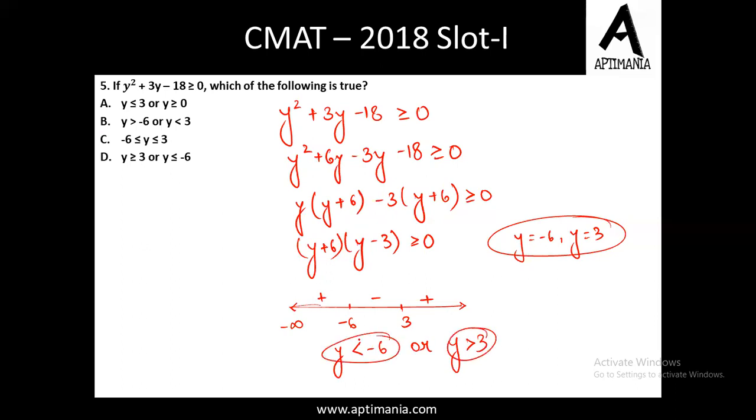So the possible solution for question number 5 is option D, where y is greater than or equal to 3 or less than or equal to minus 6. Also, an alternate approach for the same is that we can go by the options, put in the values, and then check, right?